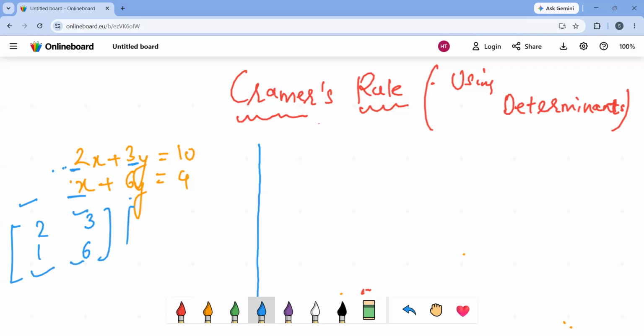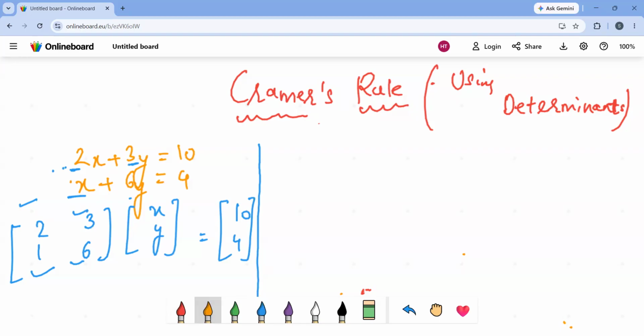Then bracket. Every number that we have written is multiplied with x and y. So first we write x and then y, and that will be equal to whatever we have on the right-hand side. We have to write it in matrix form. This is just the representation of two linear equations in the form of a matrix.